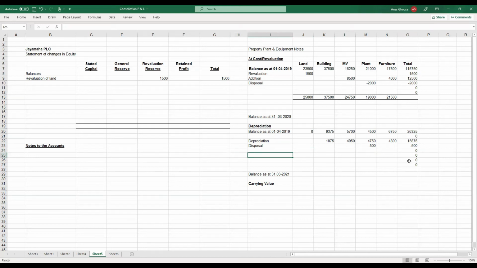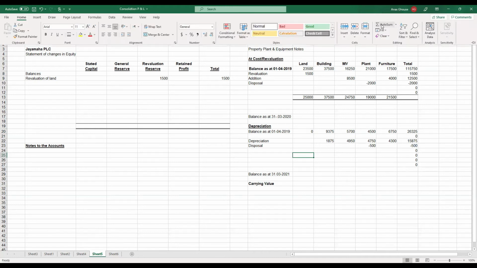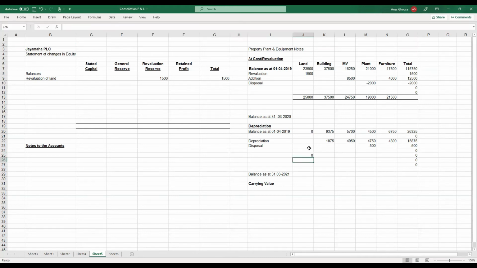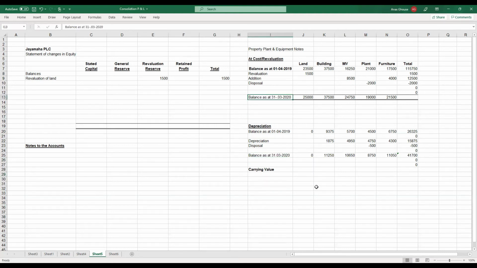Then, so these are the totals. So when you take the totals, okay, so these are the totals. Then your balance, sorry, this should be the top balance as at 31st March 2020. This is not 21, this is 20, sorry. Then this is the balance as at 31st March 2020.